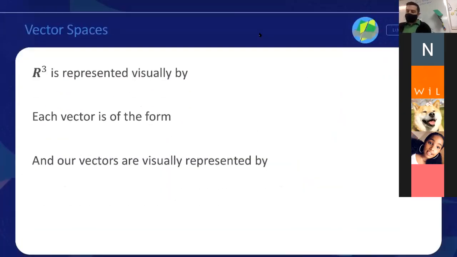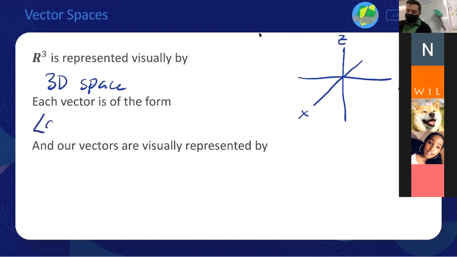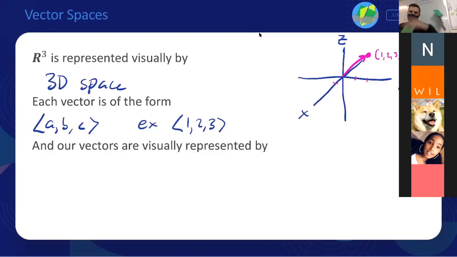Okay, R3 is represented by 3D space. We have less familiarity with this, though this is a lot of what we did last semester, talking about 3D space. You have a little bit in geometry where you talk about 3D space. So you'd have your 3D space. You could pick any point in space. So any vector would be of the form A, B, C. So we might have 1, 2, 3 or whatever. So 1, 2, 3 would point out at this point: 1 in the X direction, 2 in the Y direction, and then 3 in the Z direction.